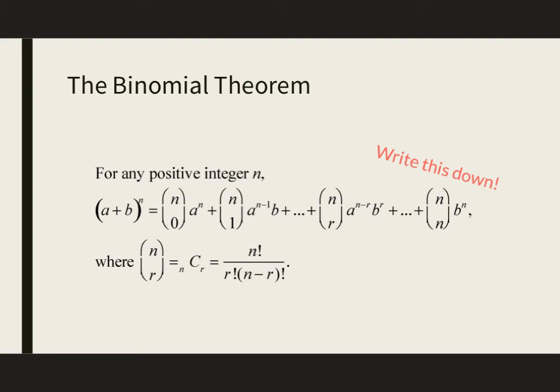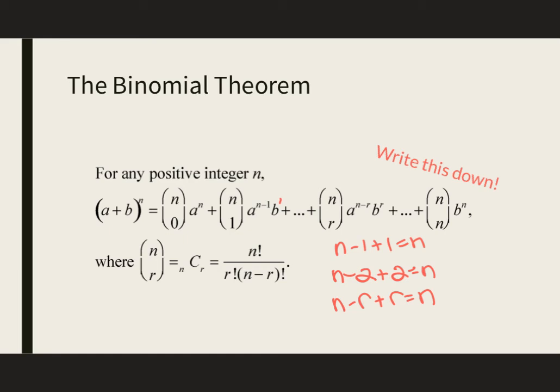We have a to the n minus 1 times b to the 1. Notice that n minus 1 plus 1 adds up to n. The next term would be a to the n minus 2 times b to the 2. And again, those powers add up to n. And then notice that this middle term, n choose r, the powers, n minus r and r, also add up to n. So every sum of powers of a and b adds up to n.